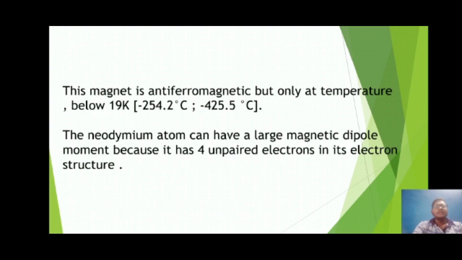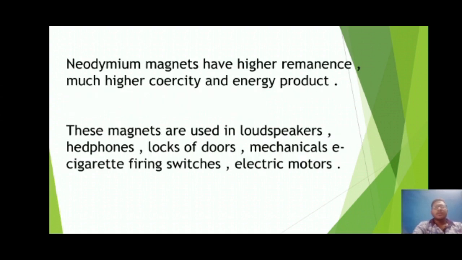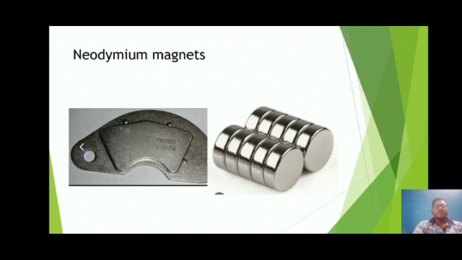This magnet is anti-ferromagnetic but only at temperatures below 19 Kelvin. The neodymium atom can have a large magnetic dipole moment because it has 4 unpaired electrons in its electron structure. Neodymium magnets have higher remanence, much higher coercivity and energy product. These magnets are used in loudspeakers, headphones, locks of doors, mechanical e-cigarette firing switches, and electric motors. These are some pictures of neodymium magnets.